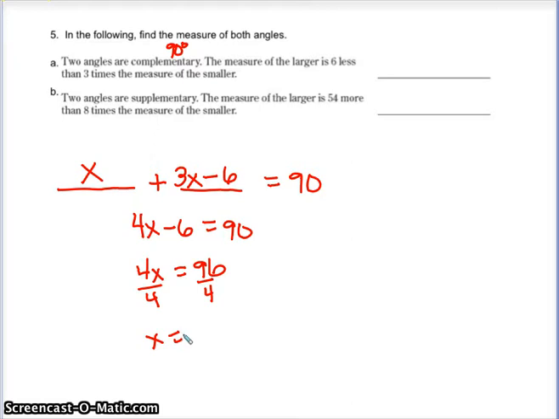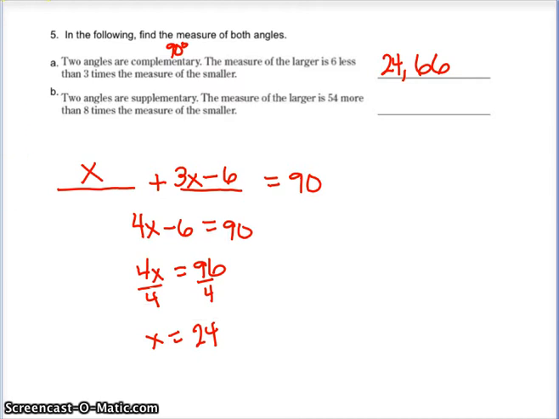So x now equals 24. Awesome. Now, I've got to find the measure of both angles. So one angle is 24. That was x. Now I've got to do 3 times 24 minus 6. Or I could also just do 90 minus 24 since I know they're going to be complementary. So let's just go ahead and do 90 minus 24. Our other angle is 66.